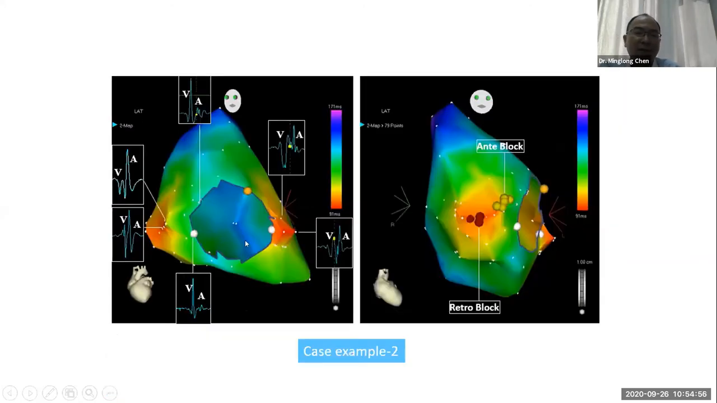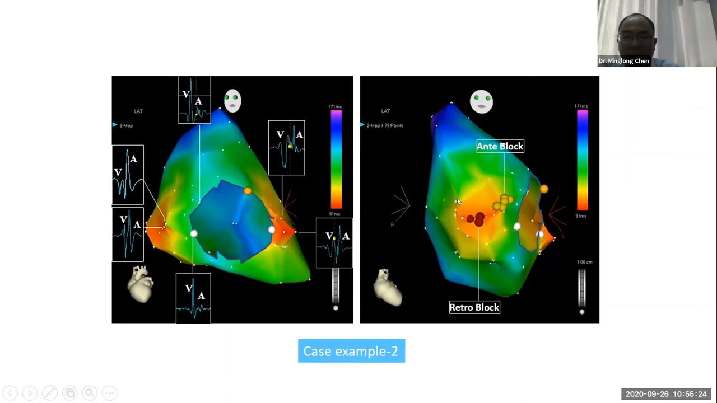This is also a very interesting case. This is a broadband right-sided extra pathway. This is the conduction from V to A over two regions. One is the atrial free wall side, the other is the septal site, the AV node site. So this is competing activation, retrograde conduction from V to A. This is from the extra pathway, but this is from the AV node.